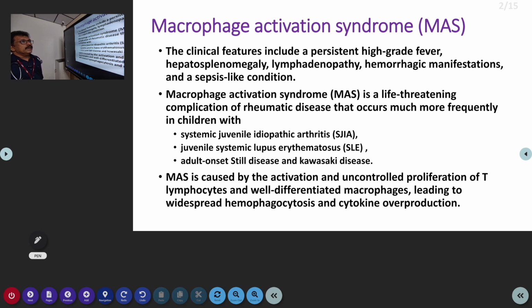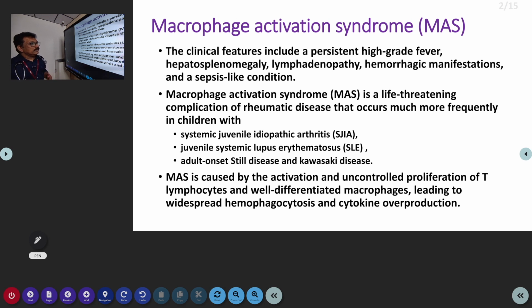Clinical features are mainly high-grade fever. Any patient who is having infection or inflammation can have high-grade fever. Hepatosplenomegaly, multiple lymphadenopathy, hemorrhagic manifestations like bleeding tendency, elevated PT-INR, elevated APTT, low fibrinogen levels, and the patient can have a picture similar to sepsis. It's a life-threatening condition. Most of the patients become very bad once they develop macrophage activation syndrome.